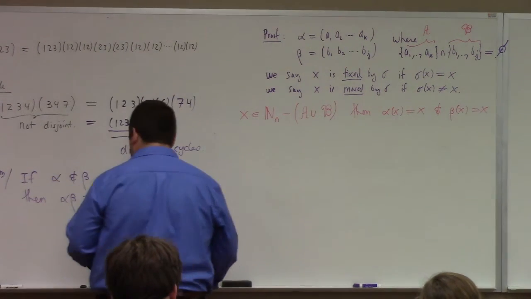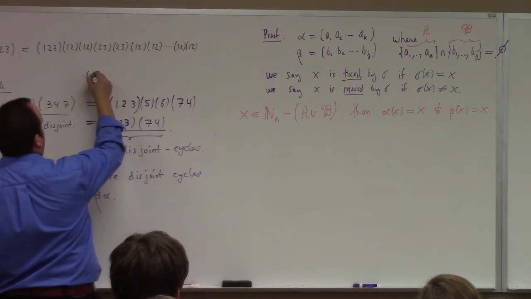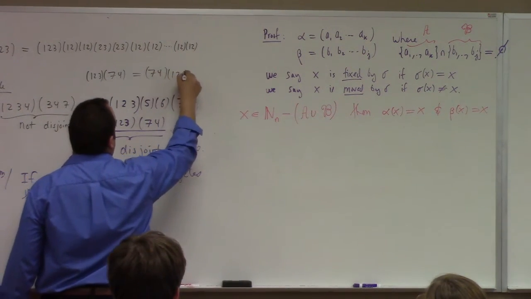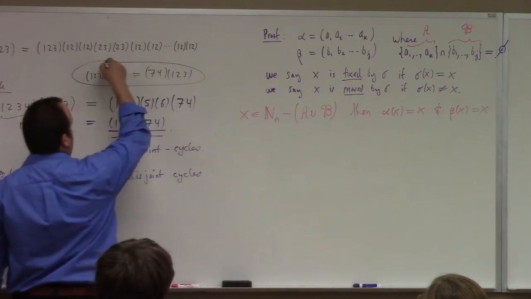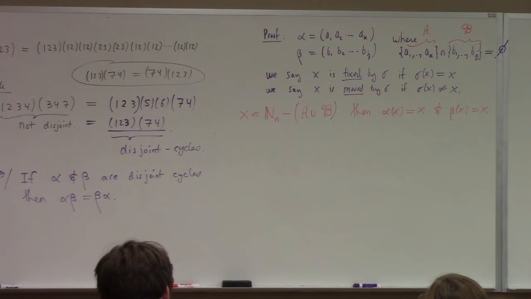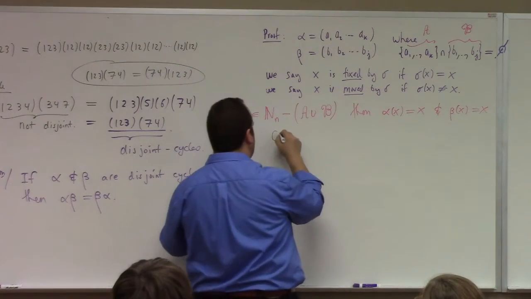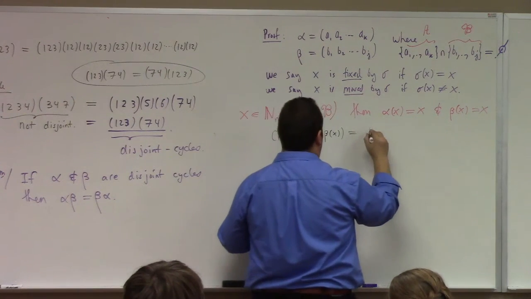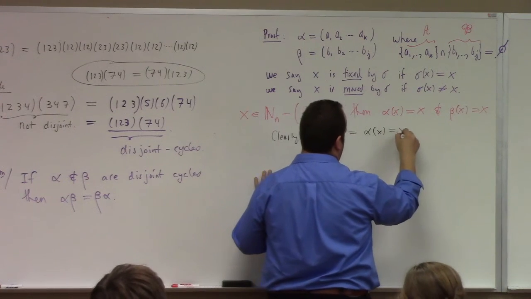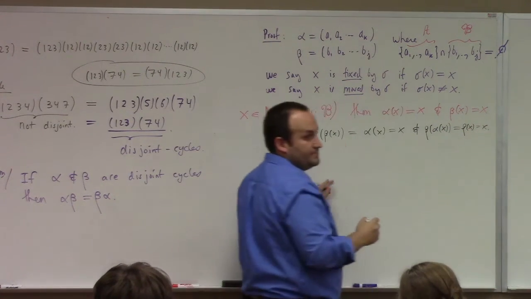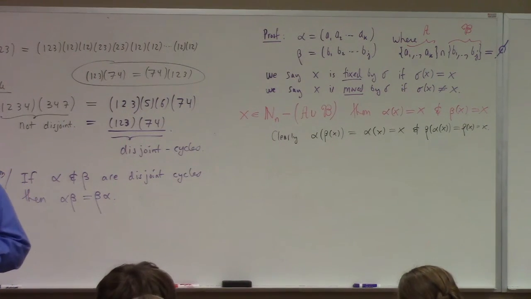So in this previous example, I'm claiming that this is equal to that, as an application of this theorem. What would x be as it relates to this example? 5 and 6 would be the x I'm talking about at this point in the theorem. In any event, clearly alpha of beta of x is equal to alpha of x, which is equal to x, and also beta of alpha of x is equal to beta of x, which is equal to x. So clearly alpha beta is equal to beta alpha on these sorts of numbers.